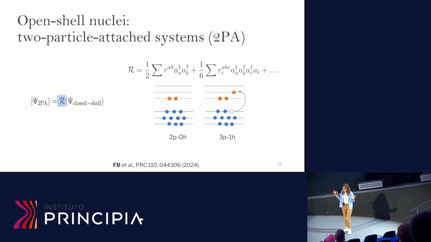So a two-particle attached system is just like a closed shell core plus two particles. The main idea of this approach is that we are seeing states of these nuclei as excited states of the closed shell neighbor. So we will basically say that the two-particle attached wave function is the action of an excitation operator on top of the closed shell wave function. In particular, the excitation operator that we choose will change the mass number.